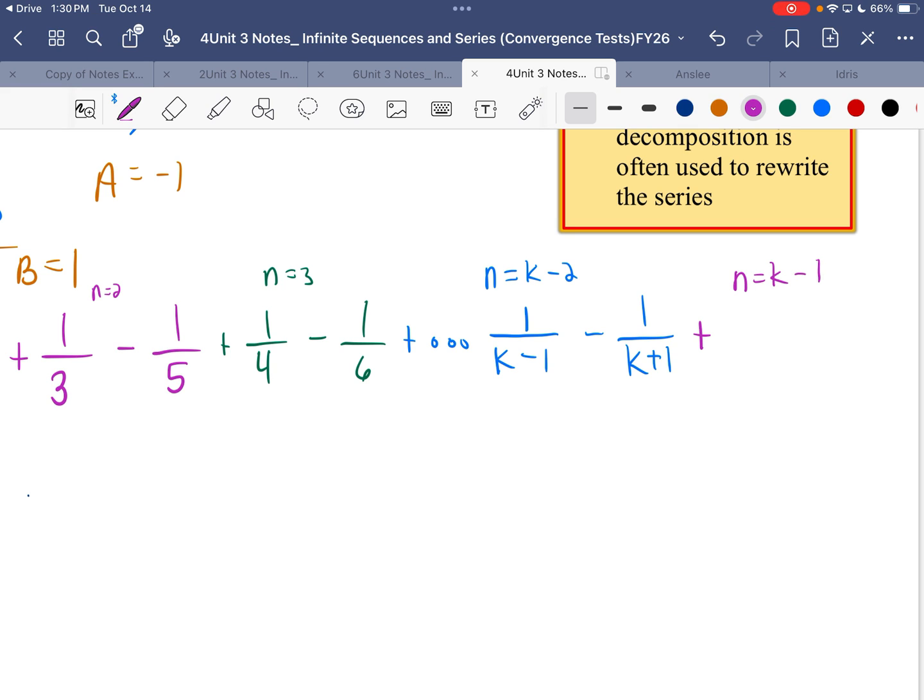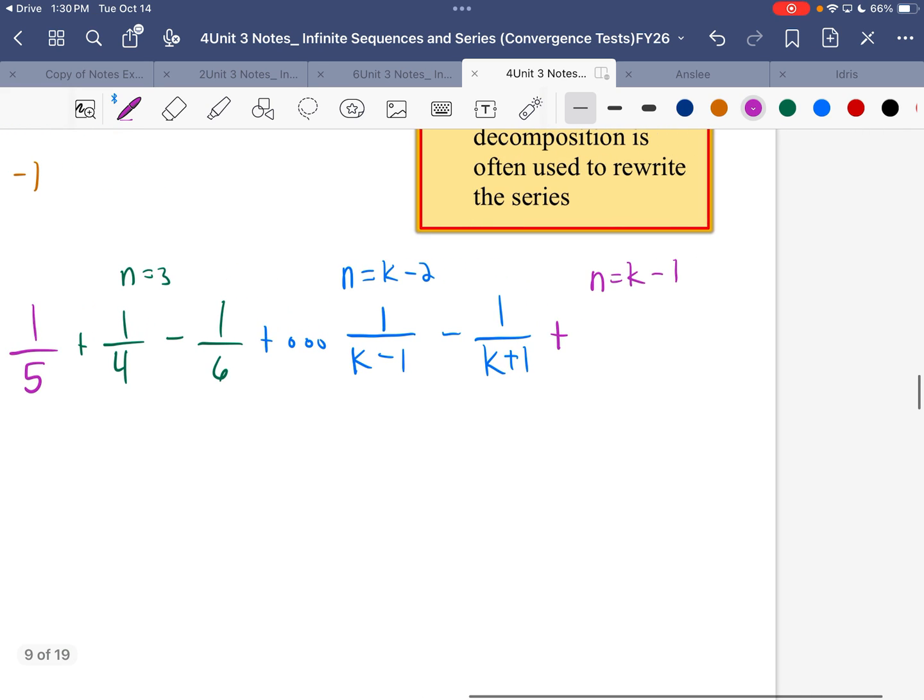I think some of you see the pattern either way, and some of you don't. I don't know what to tell you about that one. Okay. K plus 2. Maybe one more. Just take the K. K plus 1.